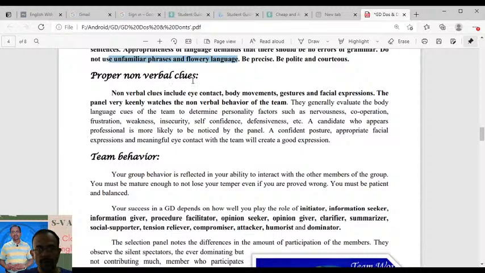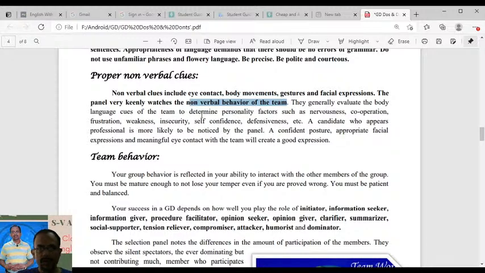And proper non-verbal clues also you've got to use. Non-verbal clues means eye contact, body movements, gesture, and facial expressions. Right. So when you are interacting in a group, use proper eye contact, body movements, gesture, and facial expressions. The panel very keenly watches the non-verbal behavior of the team. Non-verbal aspect of your presentation is also evaluated by the panel. Okay, panel of judges, right?